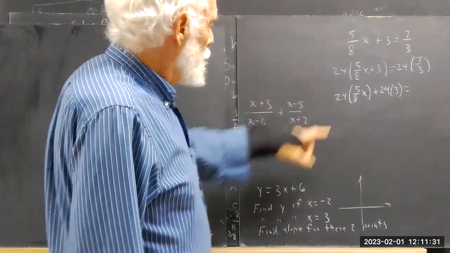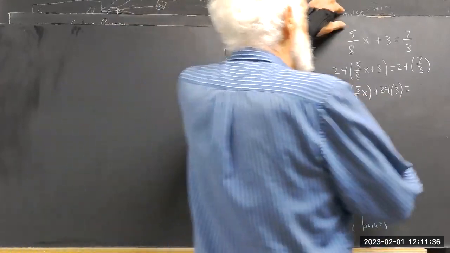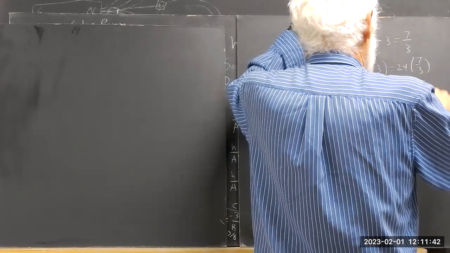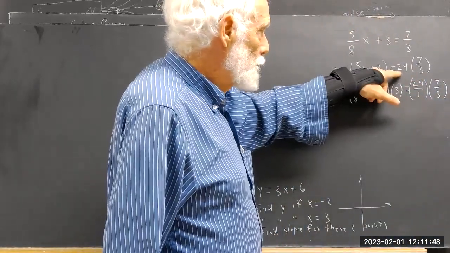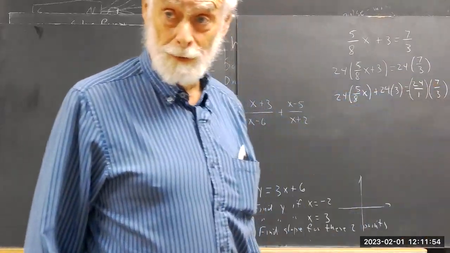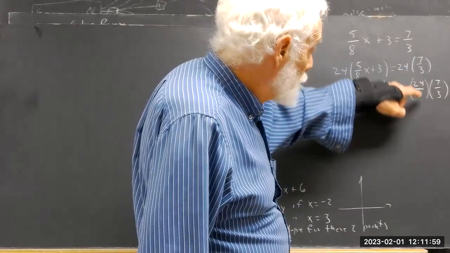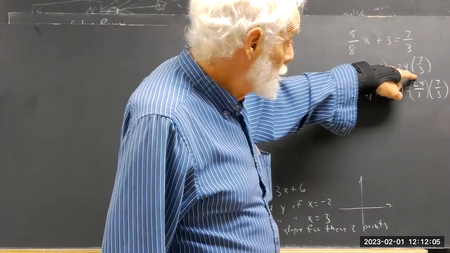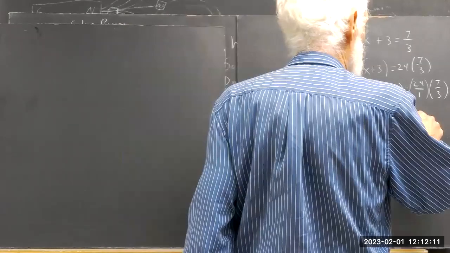You got 24 times this plus 24 times this, right? Now, when you multiply fractions, this is why we want to write 24 as 24 over 1. So we see that we're multiplying numerators and we're multiplying denominators. What some people did was multiply by 24 over 24, but that's not what it says. We're multiplying by 24, which is the same as 24 over 1. And when we multiply 24 over 1 times 7/3, we get 168.